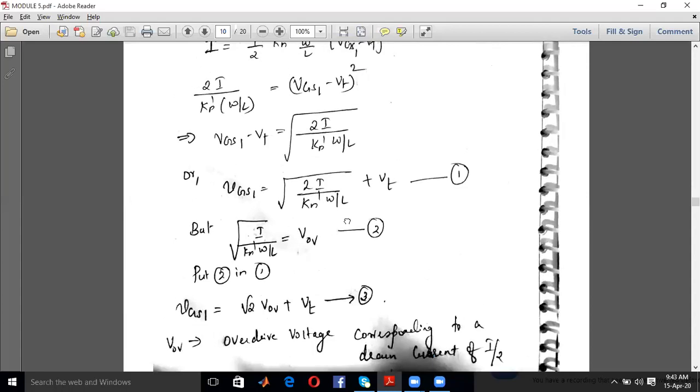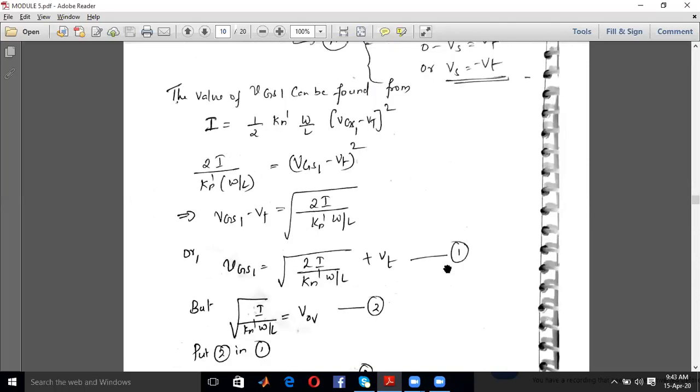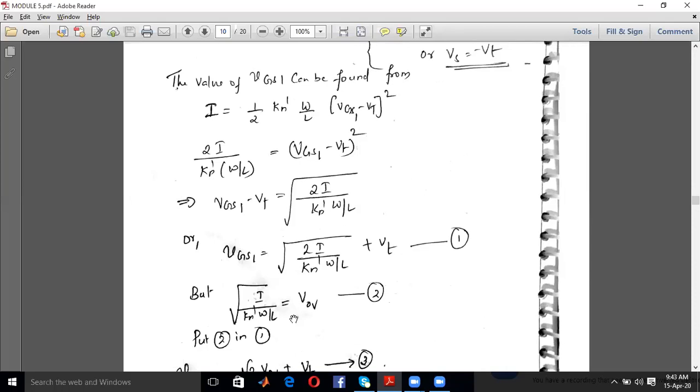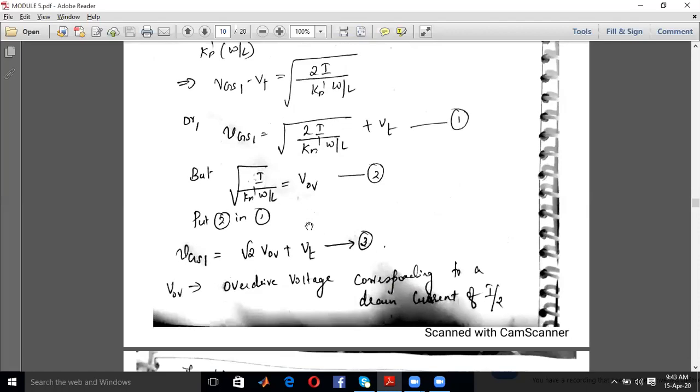Now, put 2 in 1. So this equation, you can put in equation number 1. Okay. So VGS1 is equal to, here root 2 you can take outside. VGS1 is equal to root 2. The remaining term, square root of I divided by Kn dash W by L, is nothing but your VOV. So VGS1 is equal to root 2 VOV plus VT.